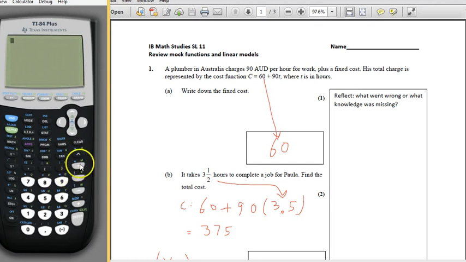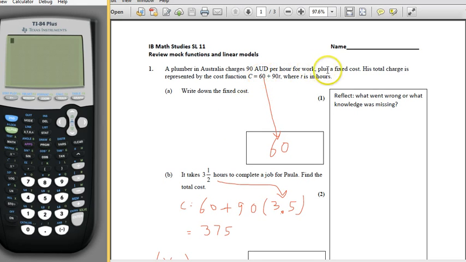Okay, for the solutions for the functions and linear models mock exam. A plumber in Australia charges 90 Australian dollars per hour for work plus a fixed cost. His total charge is represented by the cost function C equals 60 plus 90t, where t is in hours. Write down the fixed cost.